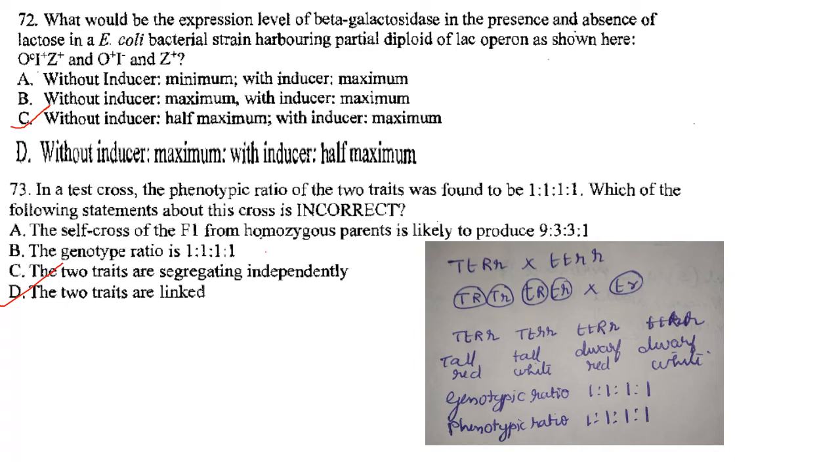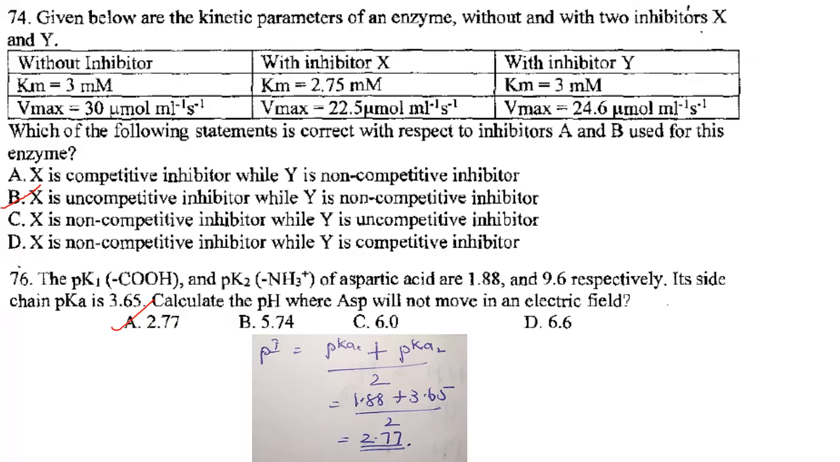Then the two traits are segregating independently. That is also correct. The two traits are linked. No, they are not linked. So the incorrect statement is option D.